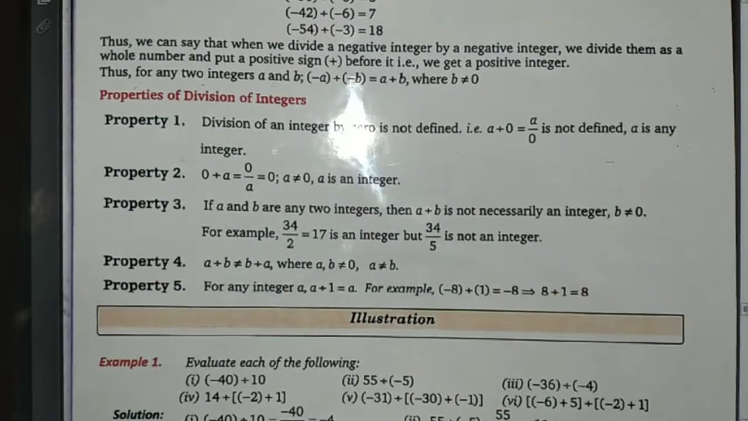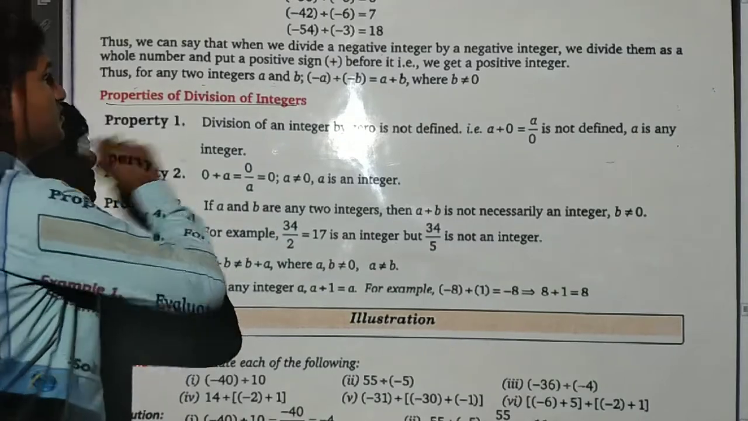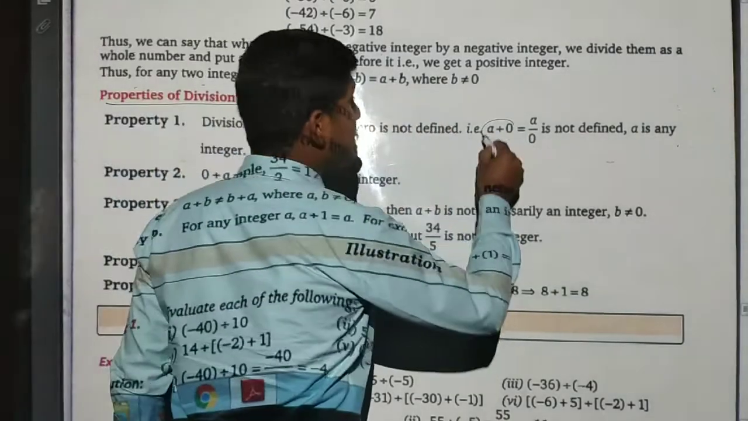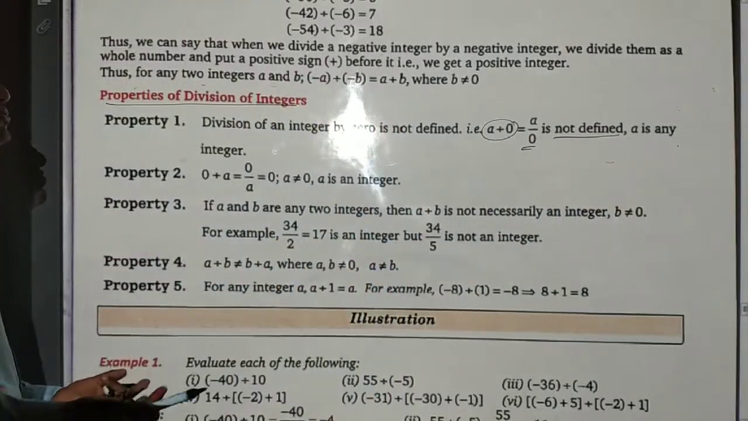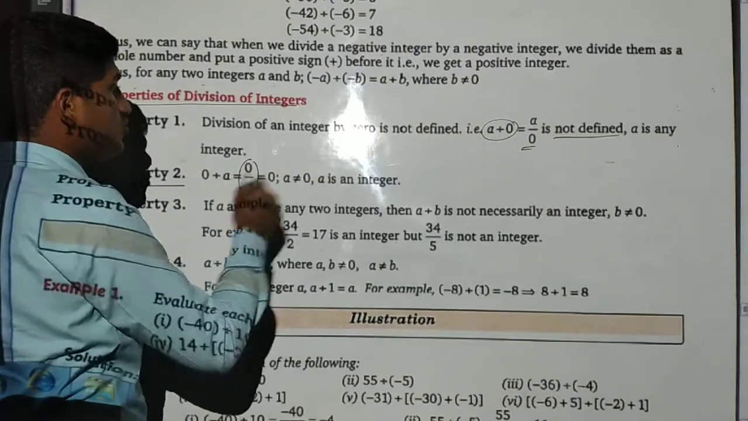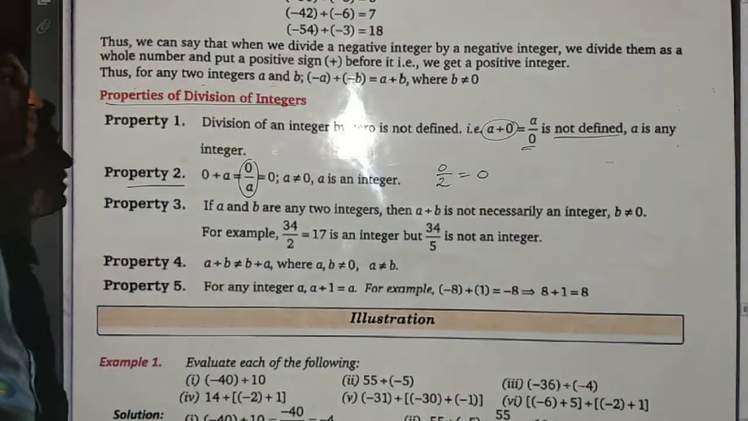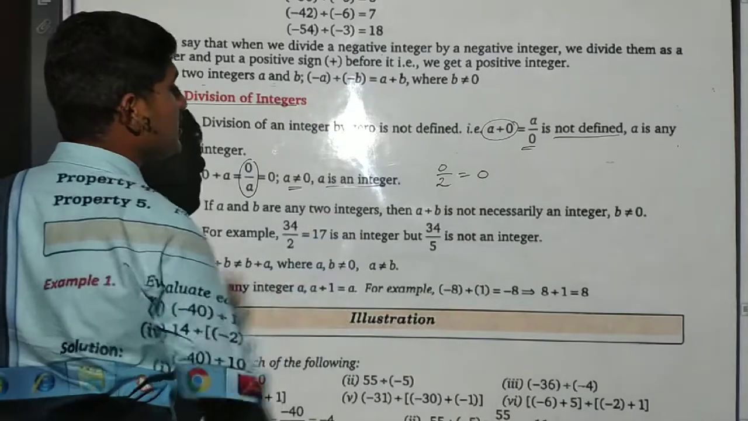So let us look again at the properties of division of integers. Division of an integer by 0 is not defined. If we divide an integer by 0, then the result is not defined. Property second is 0 divided by a. If I take 0 by 2, then 0 only will come. So a is not equal to 0, a is an integer.